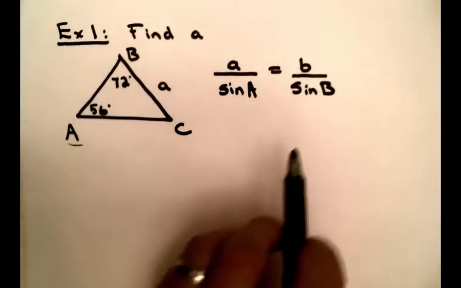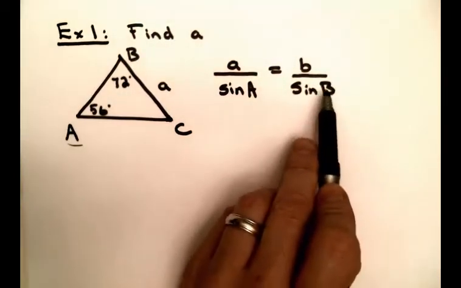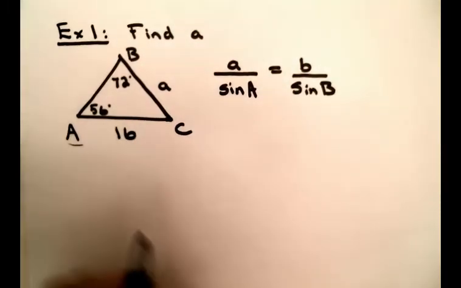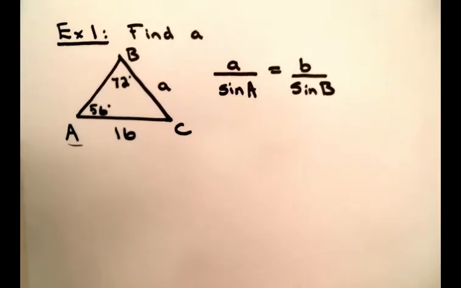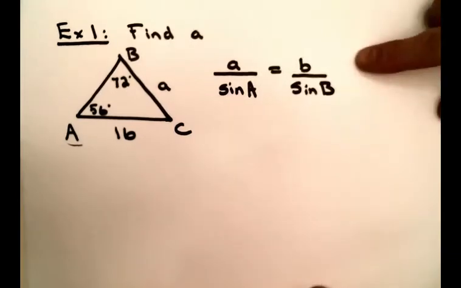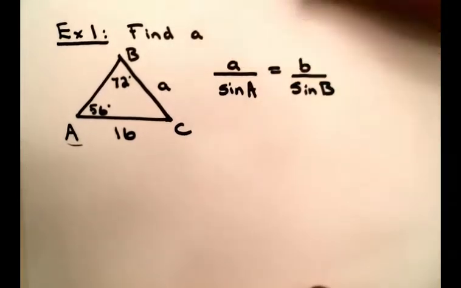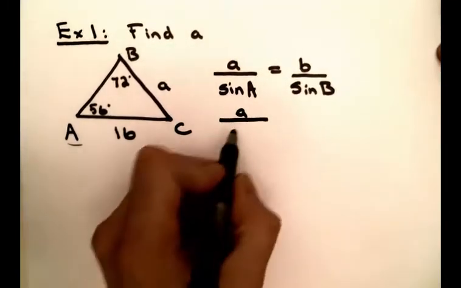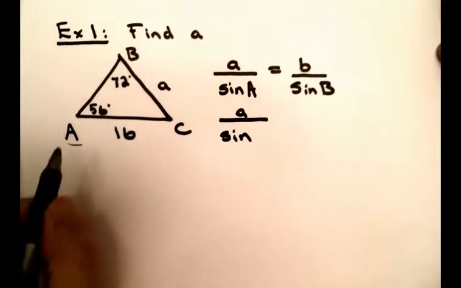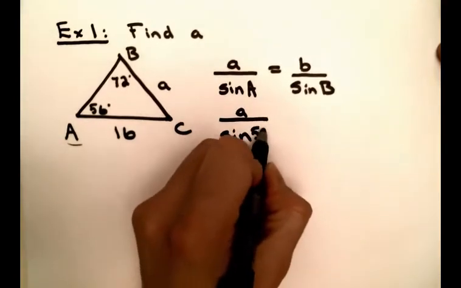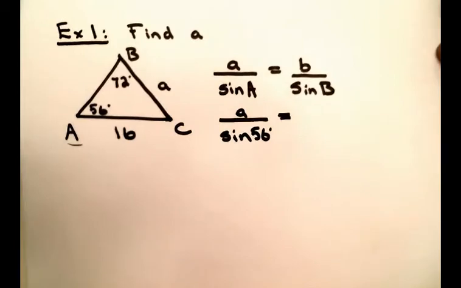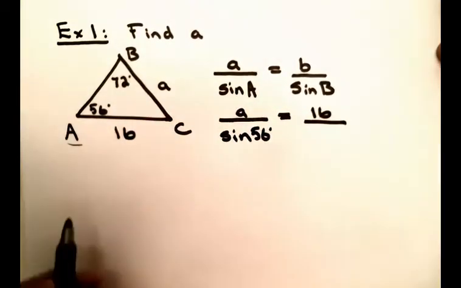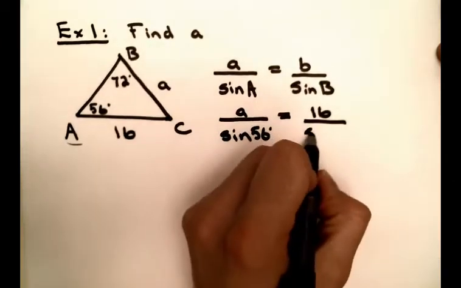And the problem is, that's where you put side b, but we don't have side b, so I'm going to give you a side b. It's 16. And let's substitute everything, and you'll see what I mean. Everything is known in this part of the sine law except a. So let's substitute. So a, he's the unknown. We're taking the sine of 56 degrees. And then b, we said is 16. And the sine of B would be the sine of 72.